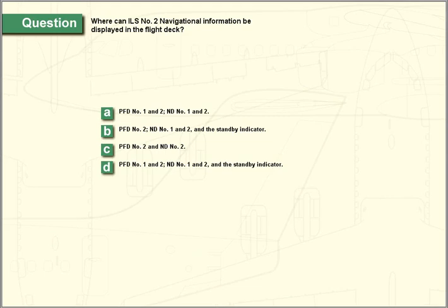Where can ILS number 2 navigational information be displayed in the flight deck?